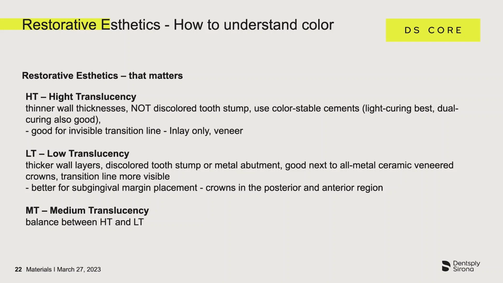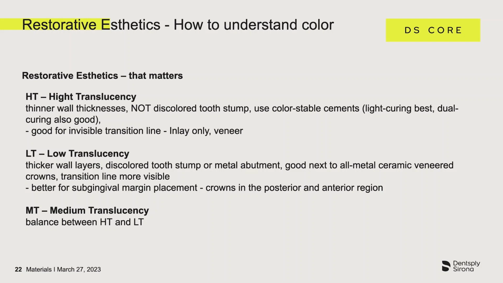We have try-in pastes that we can use to test in advance what the color effect will be later on. It is of the utmost importance that the cement we use for adhesive luting must be color stable in any case, so that we can maintain this aesthetic result in the long term. And we specify this again in the bonding protocol. For example, the purely light curing cements that are particularly color stable. For example, they are used here when very thin veneers or tabletops with high translucent materials are to be processed.